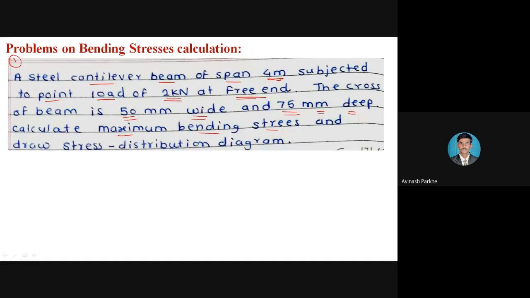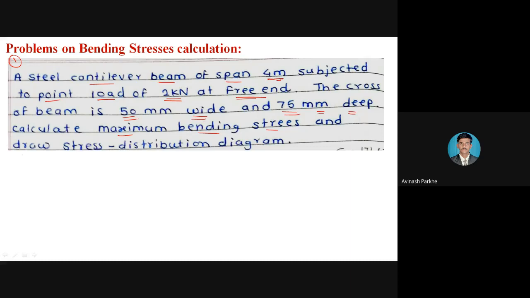Here the cantilever beam is given, its length is 4 meter, the beam is subjected to the point load of 2 kilonewton applied at the free end. The beam has a rectangular cross section, because 50 mm wide means capital B or small b is given, and 75 mm deep means capital D or small d is given, and we have to calculate the bending stress. Now the problem is given here. First of all, we have to identify the type of beam and the type of load.